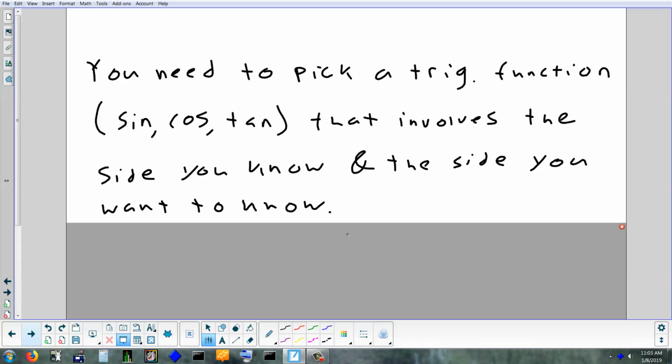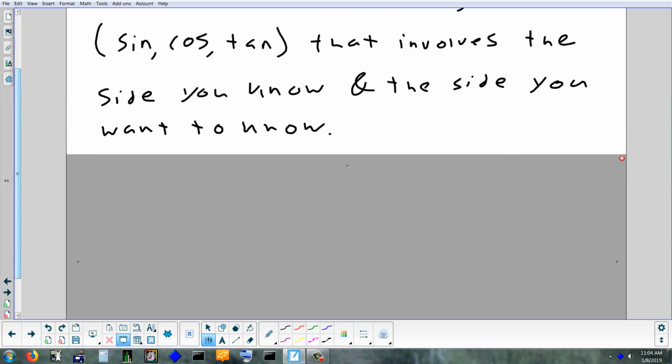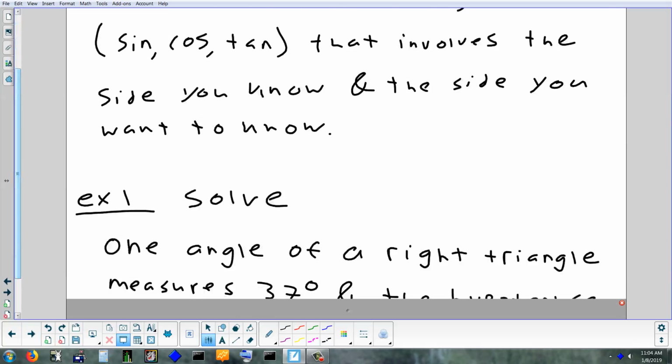All right? So you've got to look at the problem, draw it out, and see what side you know and what side you're trying to find from the perspective of the angle they give you. Okay. So pictures are helpful. Okay, so let's look at an example.